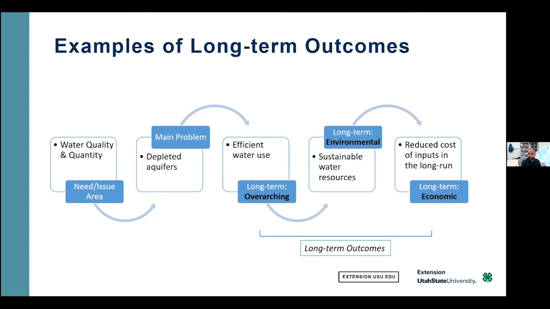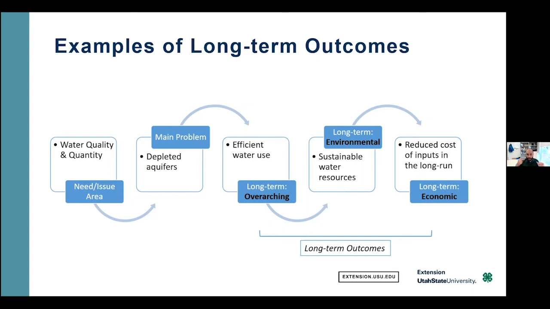So that could result in reduced cost and inputs in the long run, because we're using less resources. At the same time, we're ensuring that we save our water resources. So it could result in sustainable water use, which is the environmental factor. So you can see that this one problem, this main need provided three different long-term outcomes.